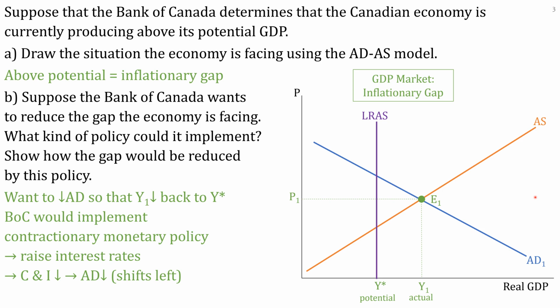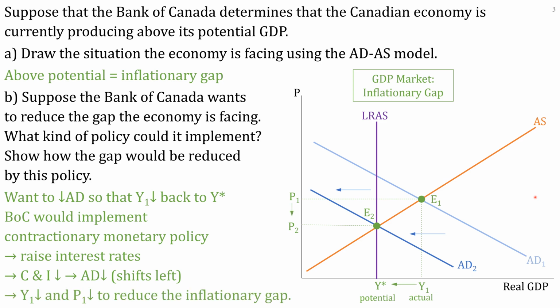Okay, so because of higher interest rates, there's going to be less borrowing, less consumption, and less investment. That's going to reduce our aggregate expenditure, and aggregate demand is going to shift to the left. So you draw a new demand curve to the left, label everything, find a new equilibrium, and you're going to see that the price level and the GDP level both drop, which is going to reduce the inflationary gap. Whether it goes all the way back to the potential or not, we don't know that, but at least it's going to reduce the gap.